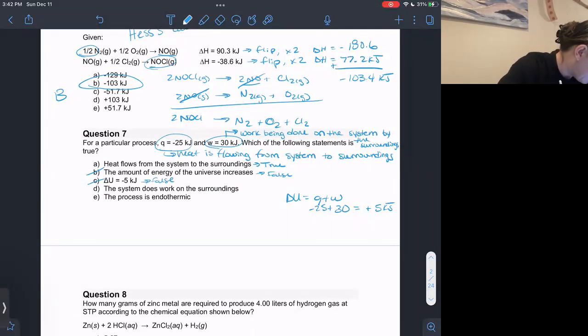The system does work on the surroundings. Okay, what did I say? Work is being done on the system by the surroundings. The system does work on this? No, that would be opposite. That would be false because that would be a negative W if that's what we were looking at. Okay, and then the process is endothermic. If heat is flowing from the system to the surroundings, then this would be an exothermic reaction. So this would be false. This is exothermic. So this is also incorrect. So A seems to be our answer choice here.